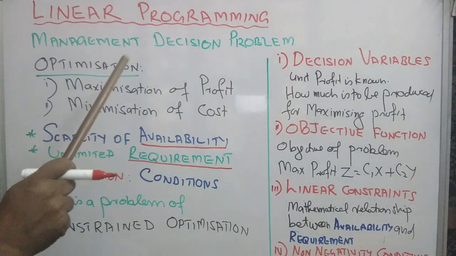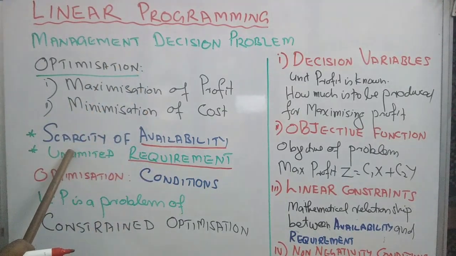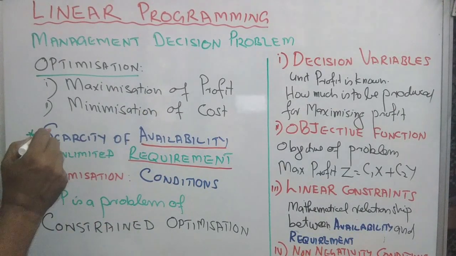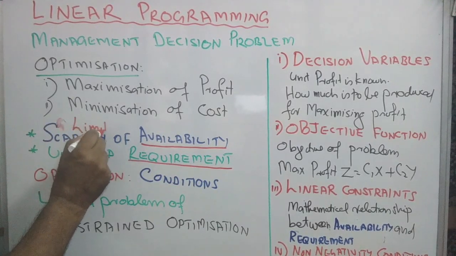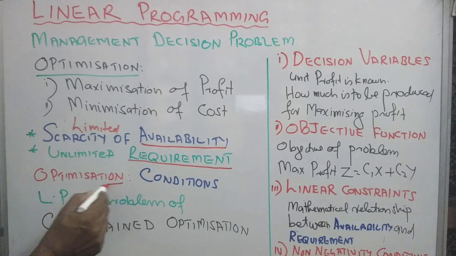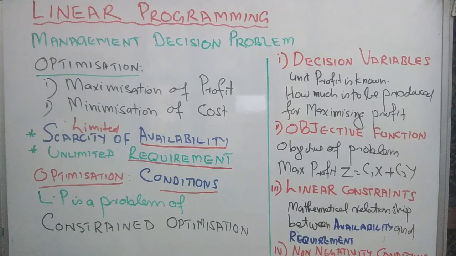So linear programming is a problem of management decision, a problem of optimization subject to limited availability and unlimited requirement. Availability is limited. So these are the two factors. What is the next definition? Linear programming is a problem of optimization subject to conditions. So it is known as a problem of constrained optimization, either maximization or minimization subject to conditions.